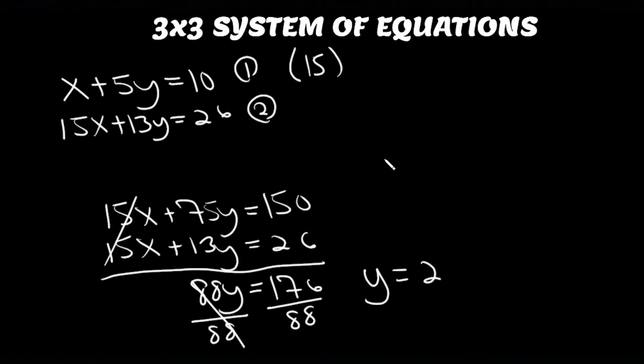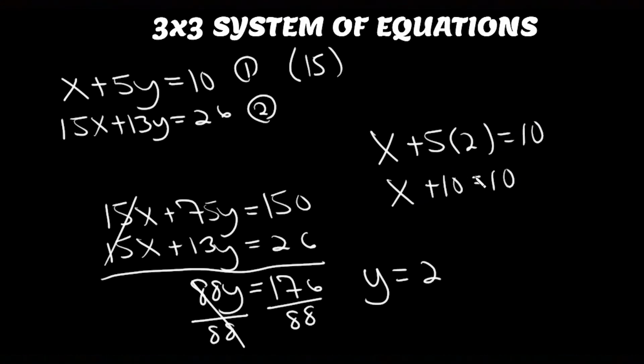So I'm going to have x plus 5. Now here's my y. I'm going to plug in a 2 equal to 10. And here I get x plus 10 equal to 10. If I subtract 10 on both sides, I get x is equal to 0. Okay? So x is going to be equal to 0. So we have 2 out of the 3 variables.